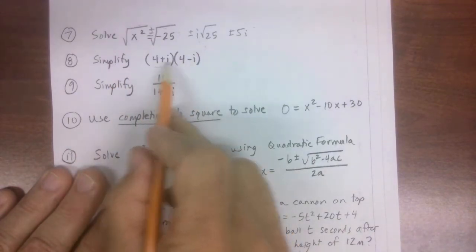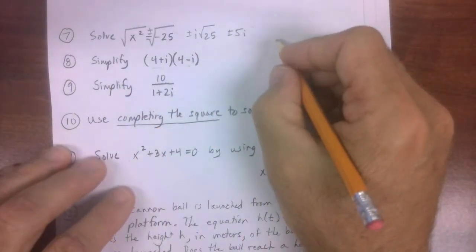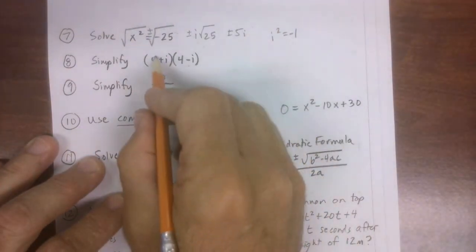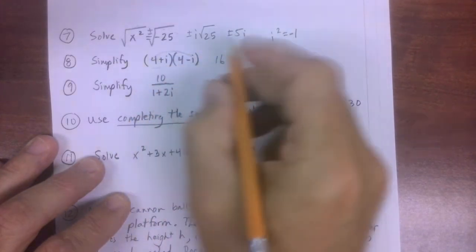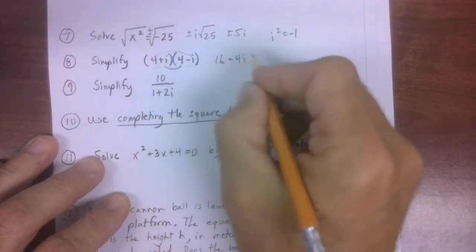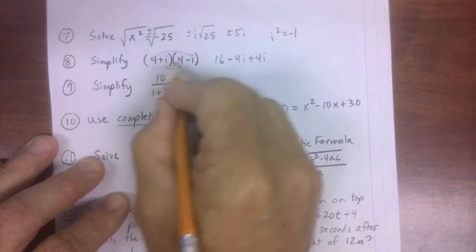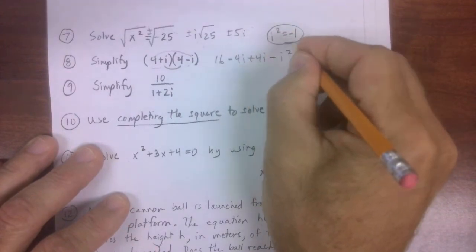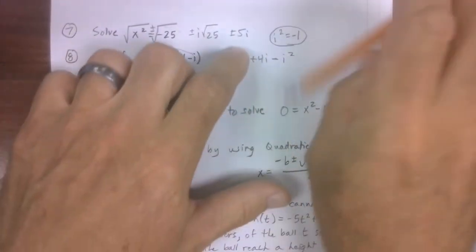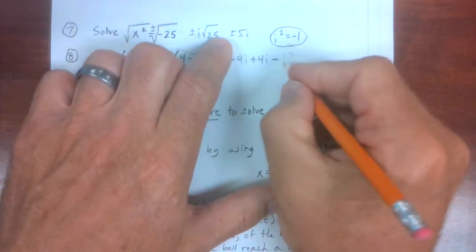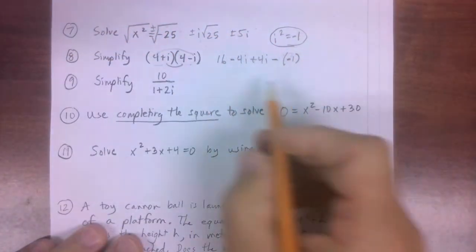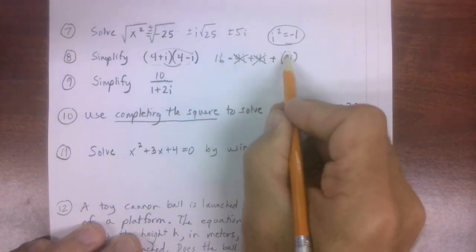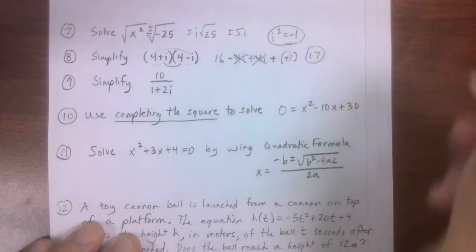This one, binomial times a binomial. And don't forget, i squared equals negative 1. So if we FOIL this out, 4 times 4 is 16. Outside, negative 4i. Inside, 4i. i times negative i would be negative i squared. Now don't forget, i squared is negative 1. So this is like a negative and a negative 1. So these cancel. 16 plus 1 would be 17.